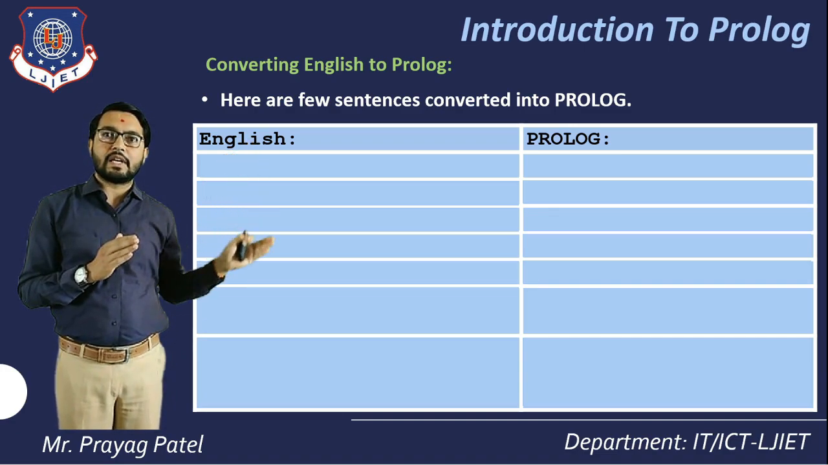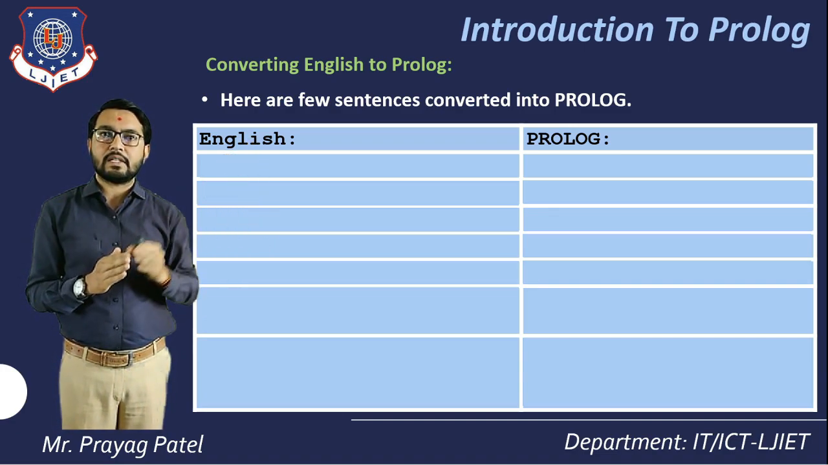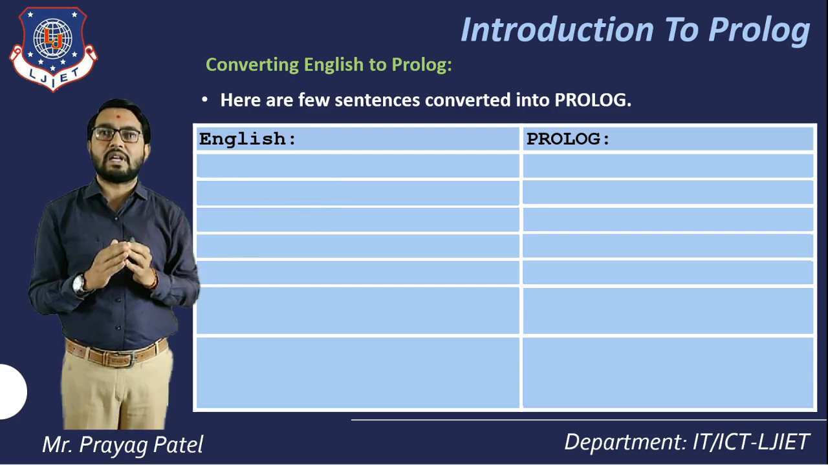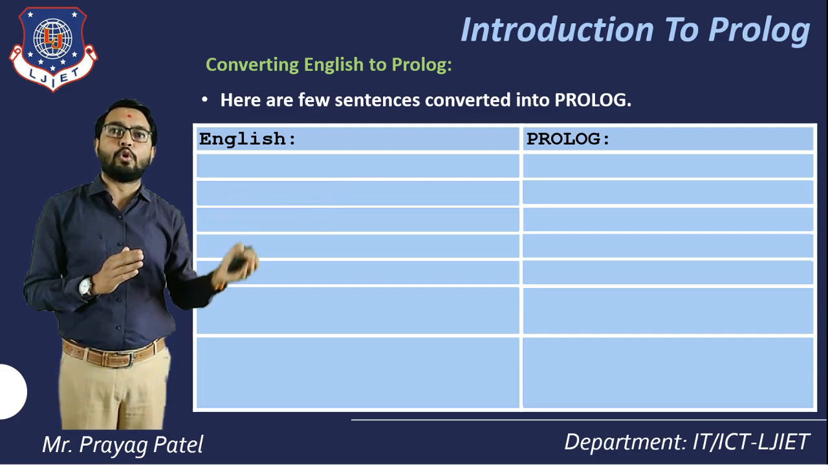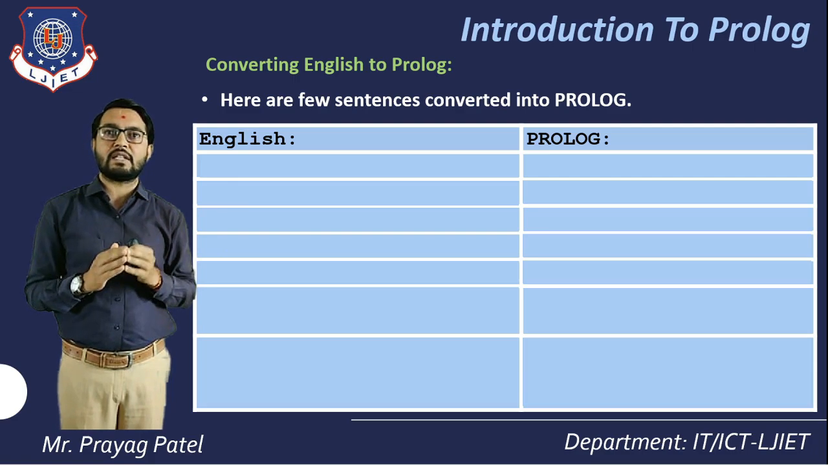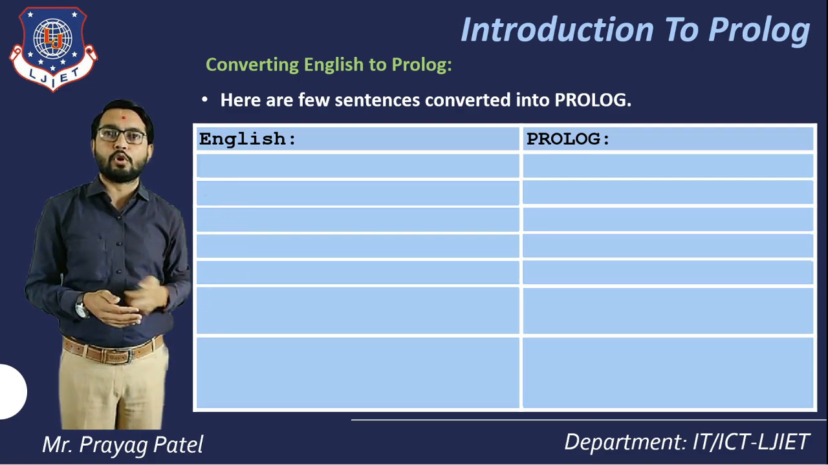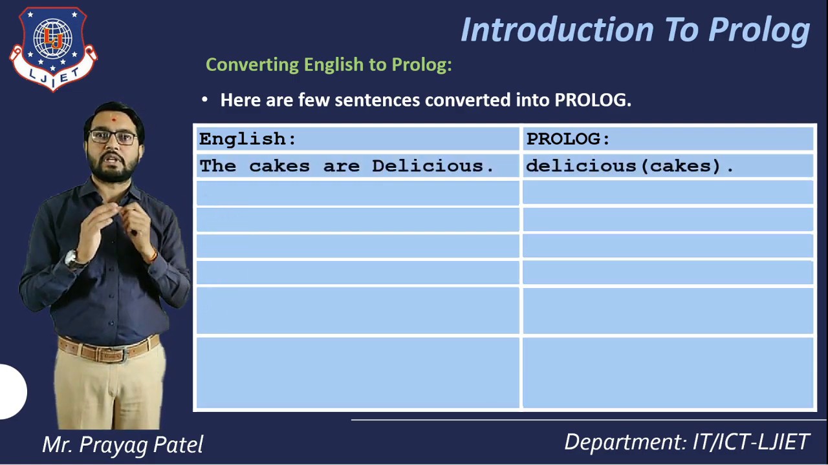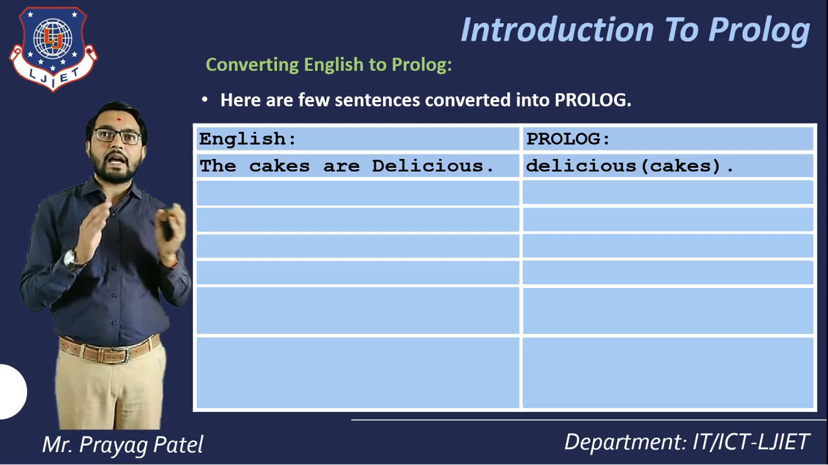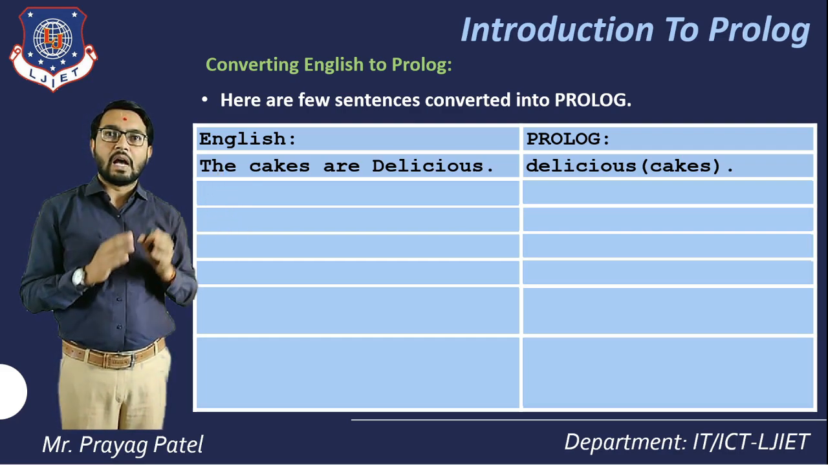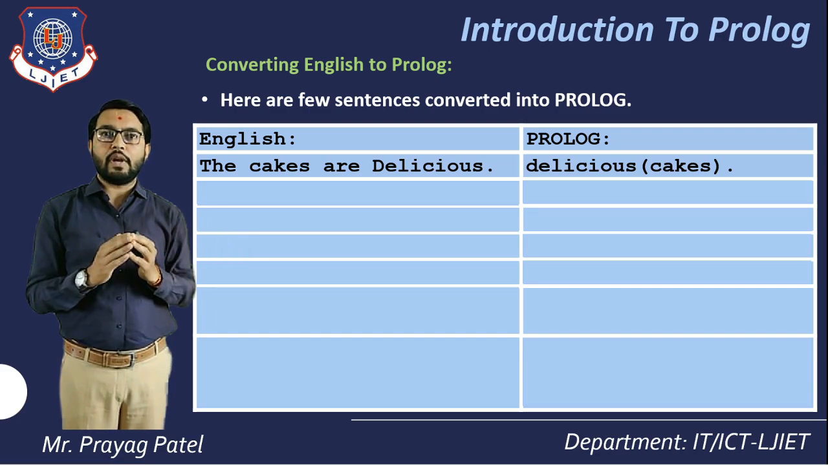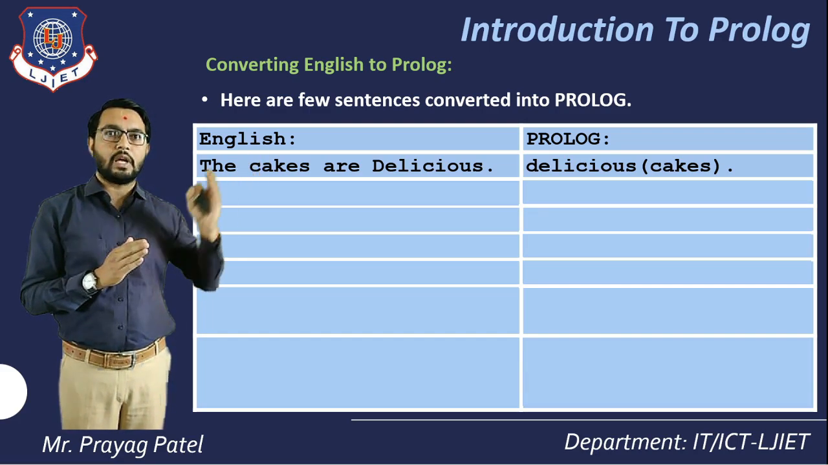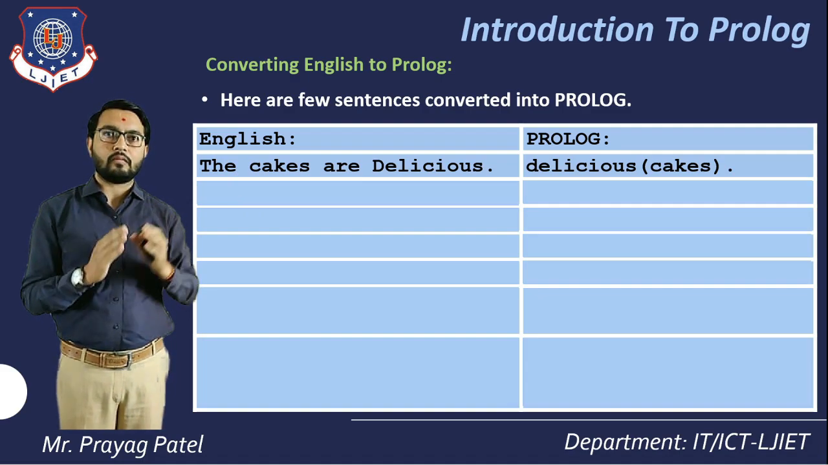Now a basic understanding of the Prolog programming language. The first part is some English sentences and the second part is Prolog sentences. So how can we convert English to Prolog? Here are a few sentences converted into Prolog from English. First sentence: the cakes are delicious. How can we write this sentence in Prolog? In Prolog we define only two components: first delicious and second cakes.